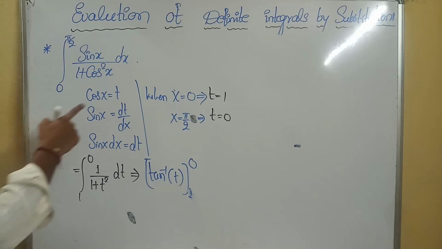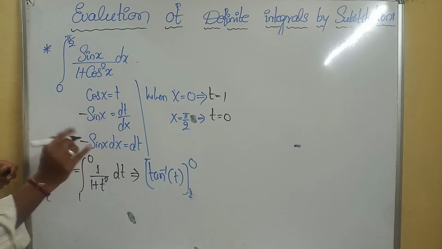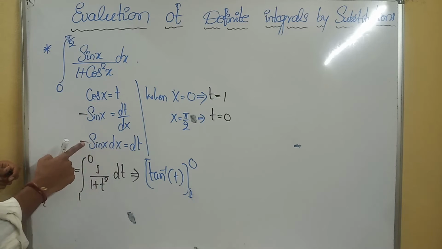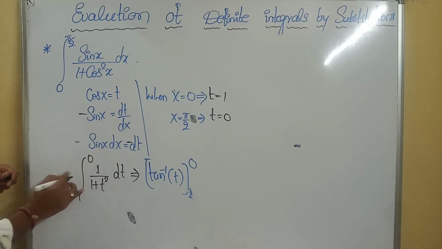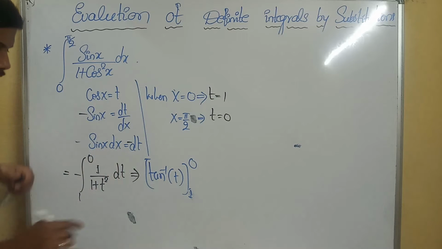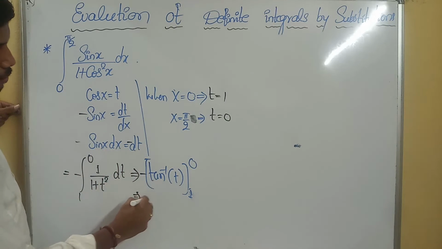What is the derivative of cos x? Cos x derivative is minus sin x. Okay, it will be minus sin x dx equals dt, minus will be shifted on the right hand side. It will become a minus term. Outside minus will be there. Okay, outside minus means let it be minus as it is.